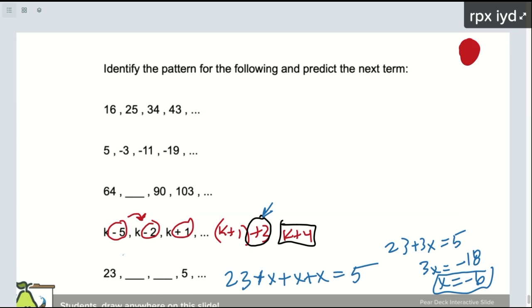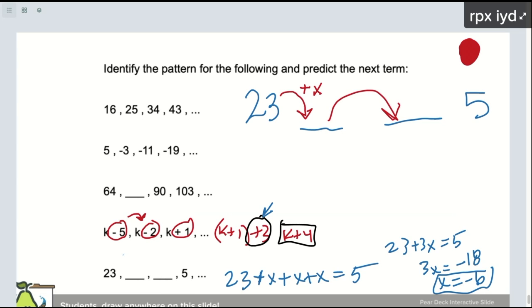Perfect question. So think about it. I have 23 here, and I have 5 all over here. 2 spaces. So to get from 23 to this space, I'm adding some number plus X. Then to get from this space to this space, I'm adding that number again plus X. But then to get to 5, I have to add X again plus X.